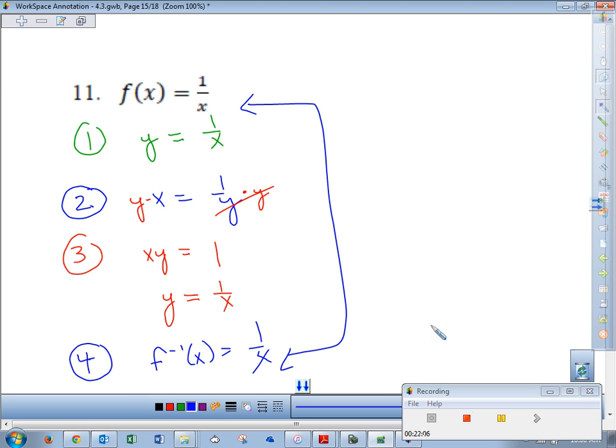It's a hyperbola, correct? Here's the line y equals x. Does it reflect to itself over the line y equals x? It's its own inverse. Hey, buddy. It's its own inverse right there. Nobody died if you're watching this on the video.